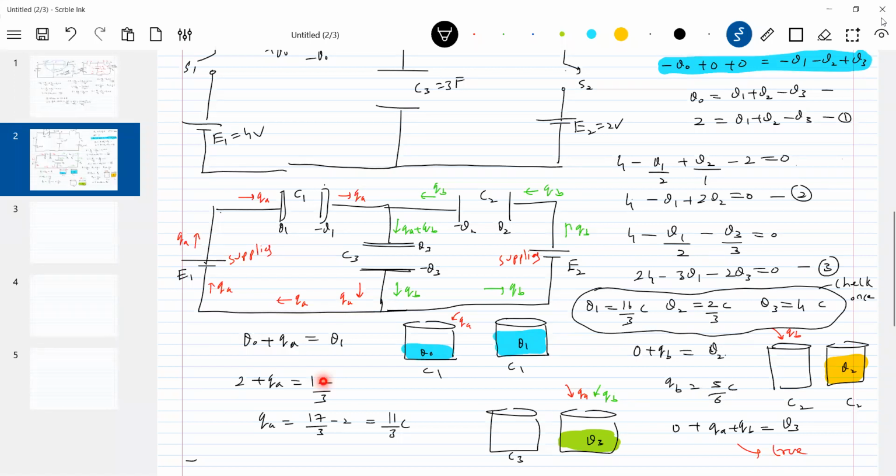16 by 3. 10 by 3. This will be 2 by 3. Check now the mathematics. There's nothing missing in the concept here. It's all about the mathematics.